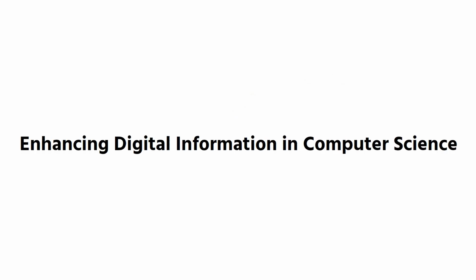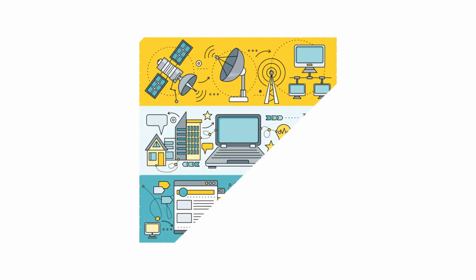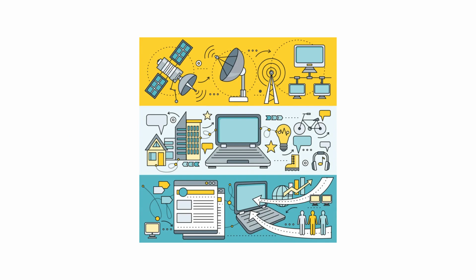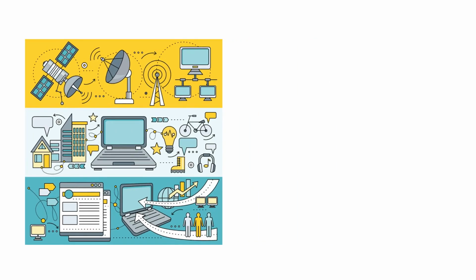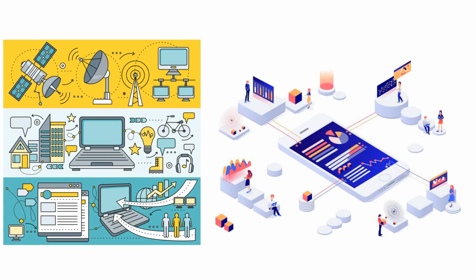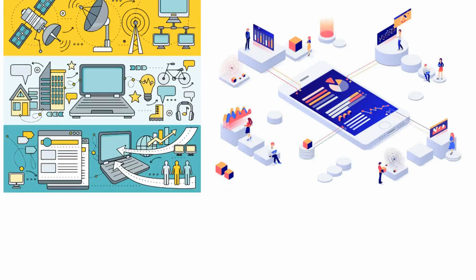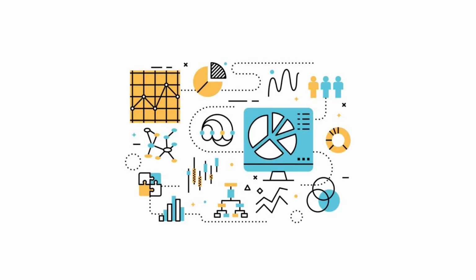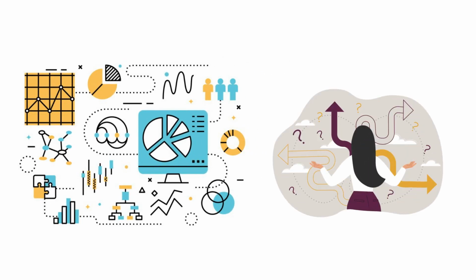Enhancing digital information in computer science. Enhancing digital information is a fundamental aspect of computer science to improve data quality, accessibility, and functionality in an increasingly interconnected world. This process involves refining raw data into more meaningful, actionable forms, often utilizing data processing, filtering, and visualization techniques. One prominent area where digital enhancement is applied is data analysis, where raw information is cleansed, organized, and formatted to reveal patterns and insights that drive decision-making.